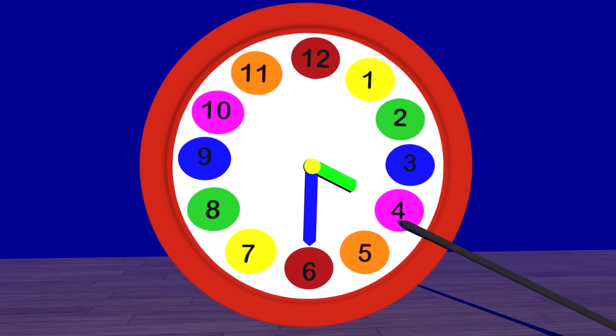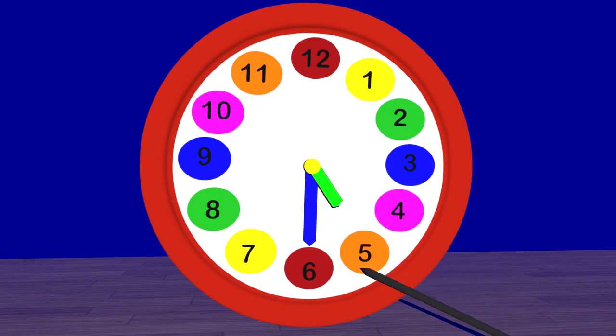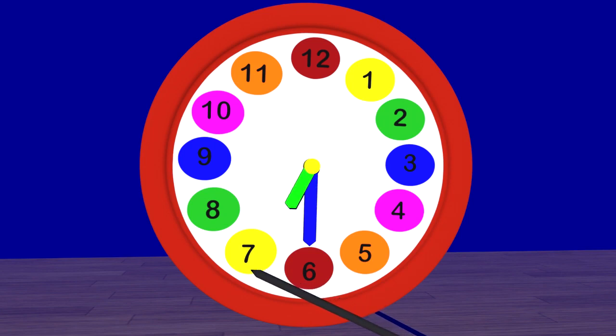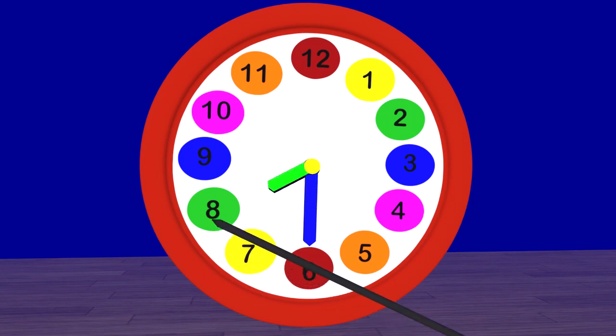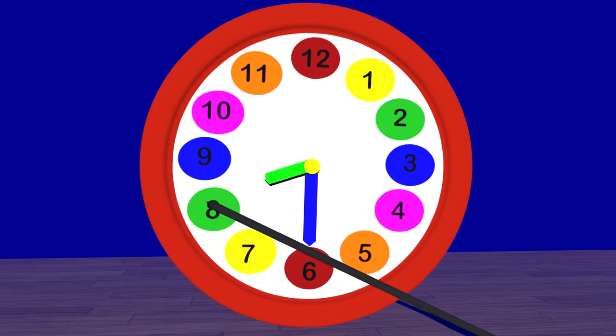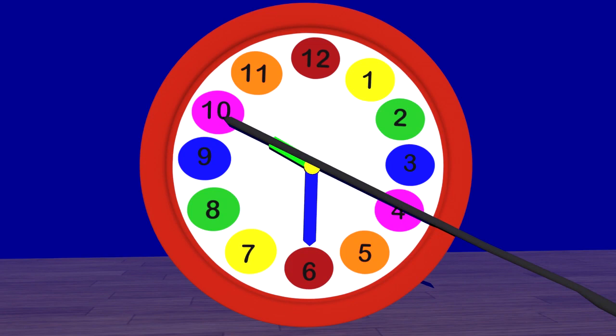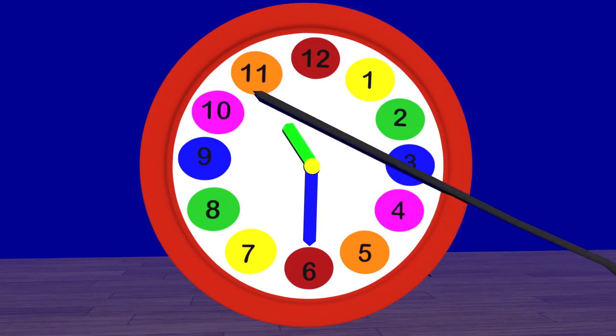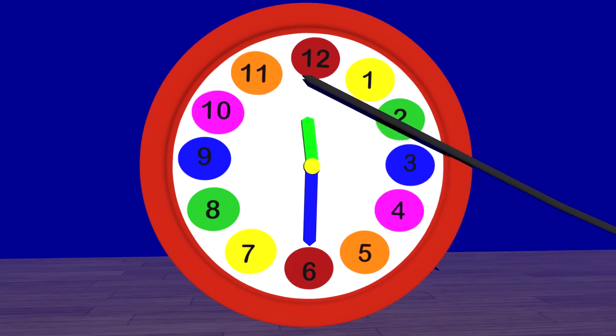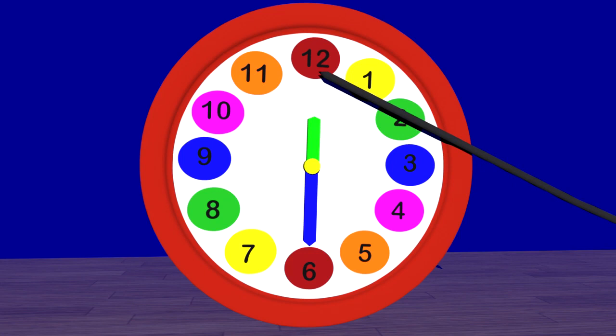Now the clock is 3:30. Now the clock is 4:30. Now the clock is 5:30. Now the clock is 6:30. Now the clock is 7:30. Now the clock is 8:30. Now the clock is 9:30. Now the clock is 10:30. Now the clock is 11:30.